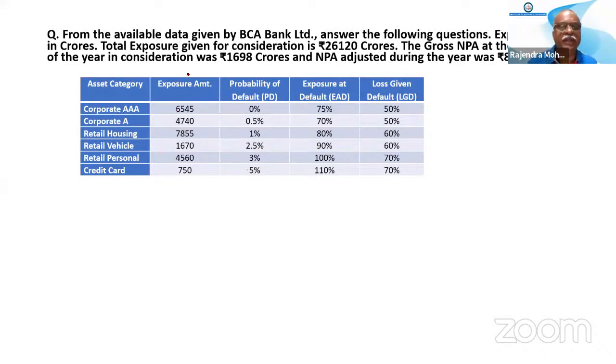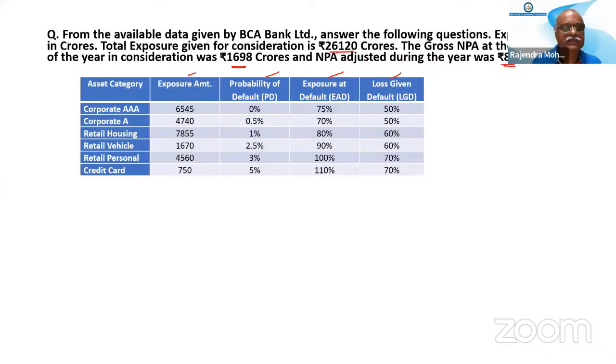So we have exposure amount, probability of default, PD, exposure at default, EAD, and loss given default given. These are the information we have received for this type of advances: corporate AAA, corporate A, retail housing, retail vehicle, retail personal, and also credit card. And total exposure is given as 26120. NPA at the beginning was 1698. NPA adjusted during the year 832.